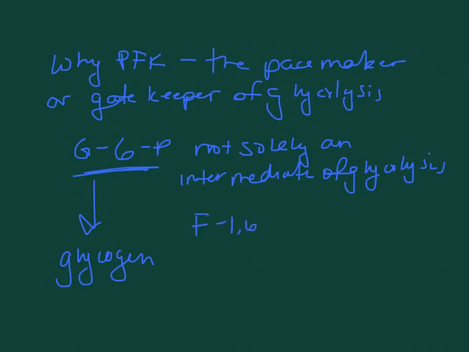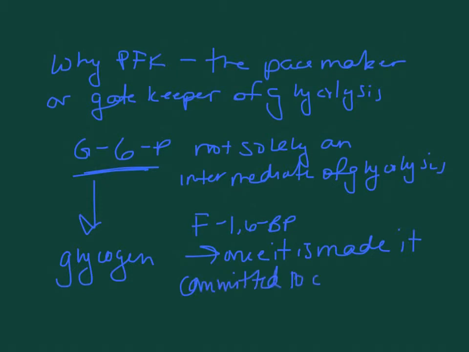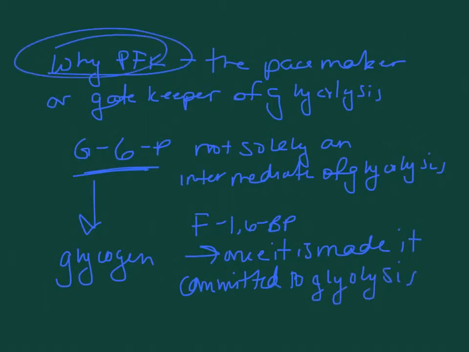Fructose 1,6-bisphosphate has only one fate. Once it's made, it is committed to glycolysis. And that's why PFK is the gatekeeper of glycolysis.